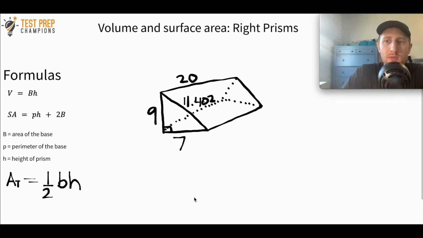So now let's talk about right prisms. Some textbooks that I looked at didn't even mention right prisms, or at least I didn't see it in there, which is kind of interesting. So I'm not going to make too big of a deal out of right prisms, but I do want to look at one example here.